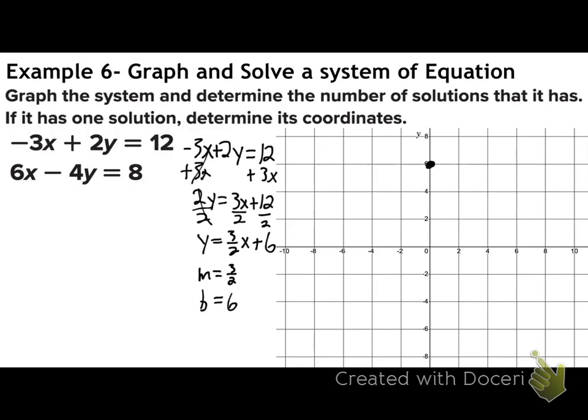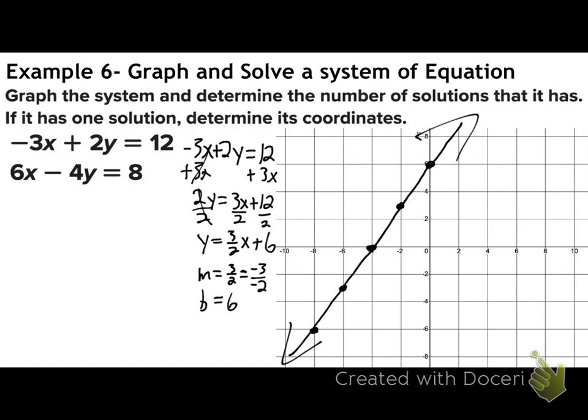Very good. 1, 2. That's going to be off my graph. So what other two directions could I go? Down 3, left 2 from our y-intercept. Okay, that's all the points I can fit for that line. There's my first equation, graphed.